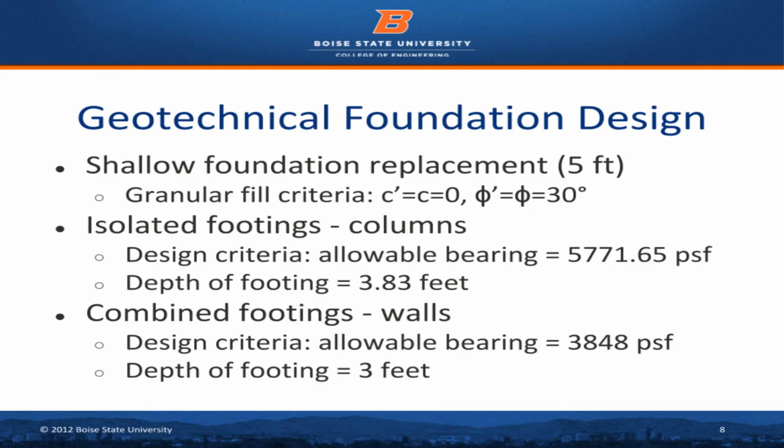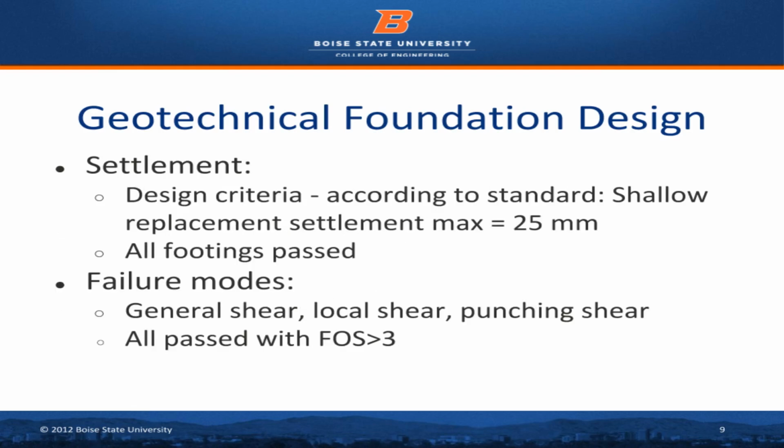The settlement design criteria for a shallow replacement under an industrial building is no more than 25 millimeters. Based off of the strata, loadings, and footing sizes of both the isolated and combined footings, the settlement values were all well below 25 millimeters, ensuring the settlement of this building will not cause any foundation failures. It is important to note that since a granular fill was placed, only elastic settlement is at play here.